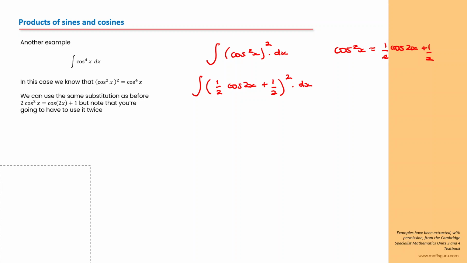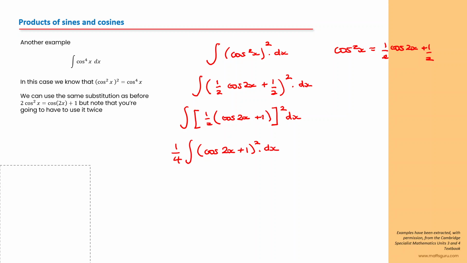Now, you're going to say, well, where do I go here? Because you've got that squared. Well, actually, square out the brackets. But the first thing I'm going to do is take out a half from each of those. So cos 2x plus 1 all squared dx. And then square that gives me 1/4 the integral of cos 2x plus 1 all squared dx.